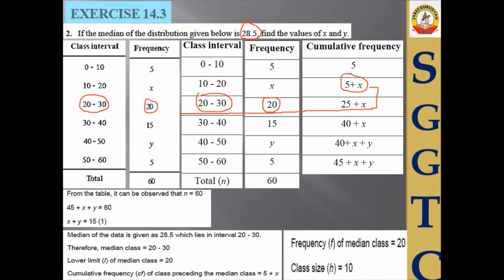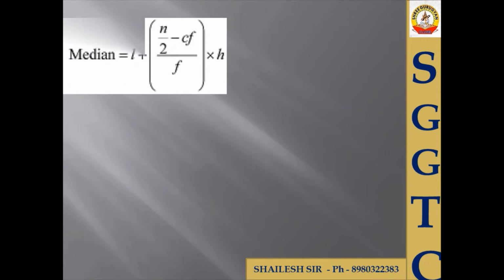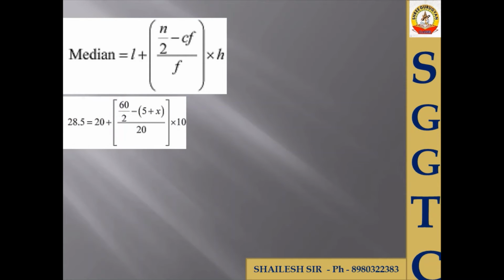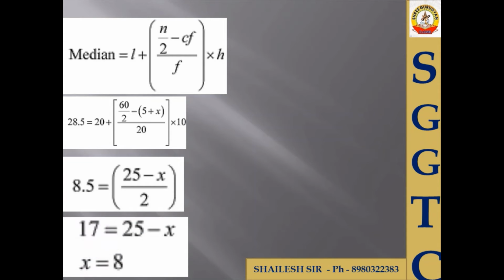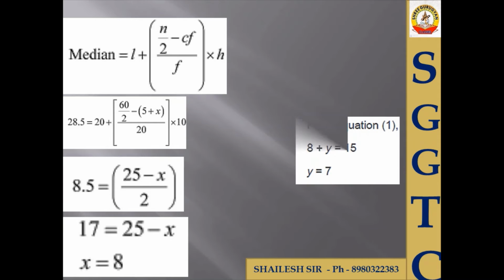That's why 20 to 30 is the median class, 20 is its frequency, and the median is L plus n by 2 minus Cf upon small f into h. Put in the values; the median is given here as 28.5, and the other values are put on the right side. The solution is 8.5 equals 25 minus x by 2. Calculate again: 8.5 into 2 is 17, and the right side is 25 minus x. You get x equal to 8.